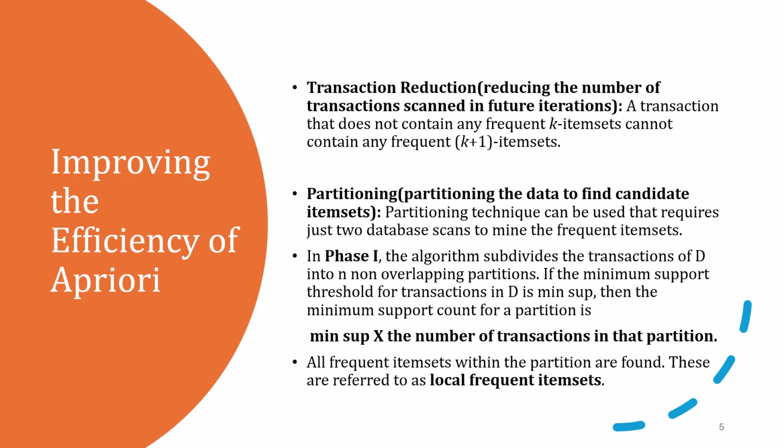Improving the efficiency of Apriori algorithm. Transaction reduction: a transaction that does not contain any frequent k-item sets cannot contain frequent k+1 item sets. Many variations of the Apriori algorithm have been proposed that focus on improving the efficiency of the original algorithm.